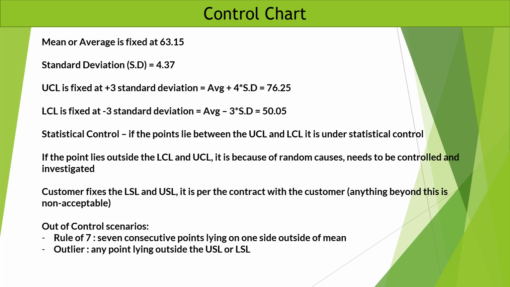The customer fixes the LSL and USL as per the contract, and there is no hand of the project team in it. It is all defined as per the contract with the customer. Anything beyond the LSL and USL is non-acceptable. Out of control scenarios are 2: rule of 7 and outlier. Rule of 7 states that there should not be 7 consecutive points lying on one side of the mean, and an outlier means no point should lie outside the USL and LSL.